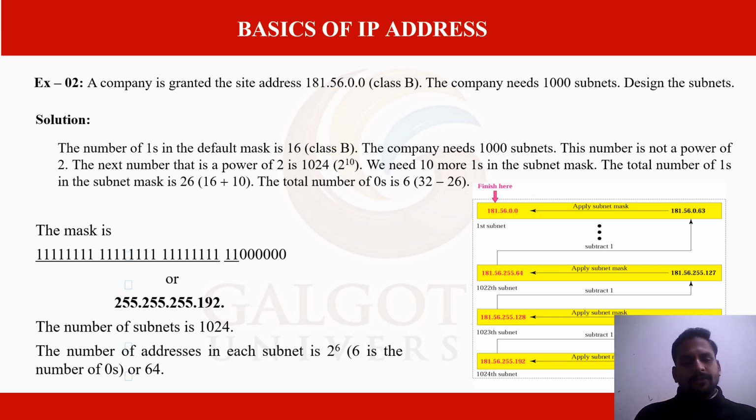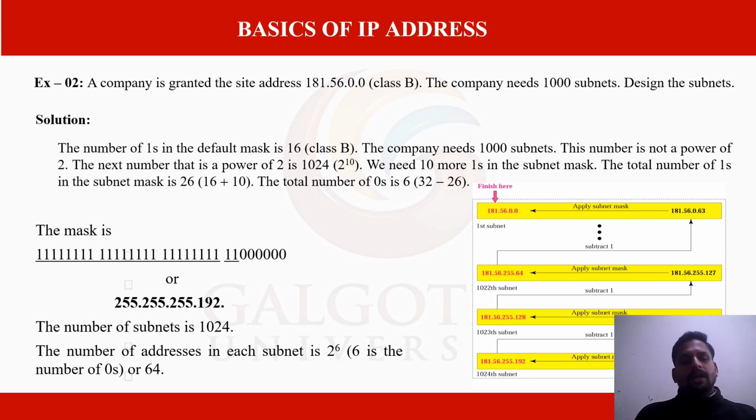And then the number of subnets we can create is 1024, because the company needs 1000, so we cannot go less than that 1000. Okay, so obviously we have to go for 1024 only. That is what they are telling. The subnet value is 1024 and then the subnet mask is 192.